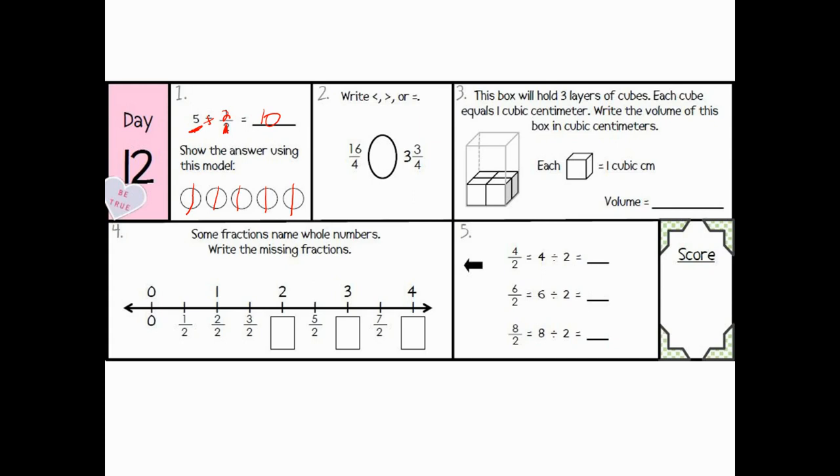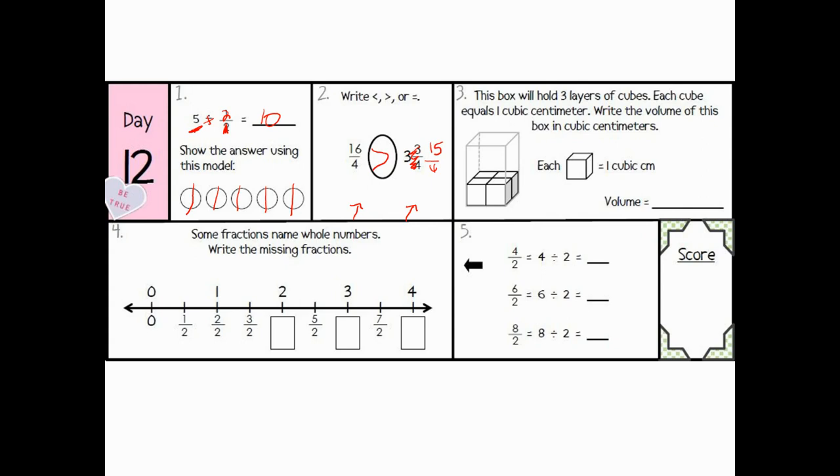which is also the same as 10. Going over to number 2, remember anytime that we want to compare two fractions, make sure they have the same denominator first. Secondly, make sure they're in the same form. Here we have a fraction greater than 1, and here we have a mixed number. So let's go ahead and change either one. I don't care which one. I'm going to change 3 3/4 to a fraction greater than 1. So 3 times 4 is 12, plus 3 is 15. Keep my same denominator, so 15 over 4. So 16 over 4 is going to be greater.